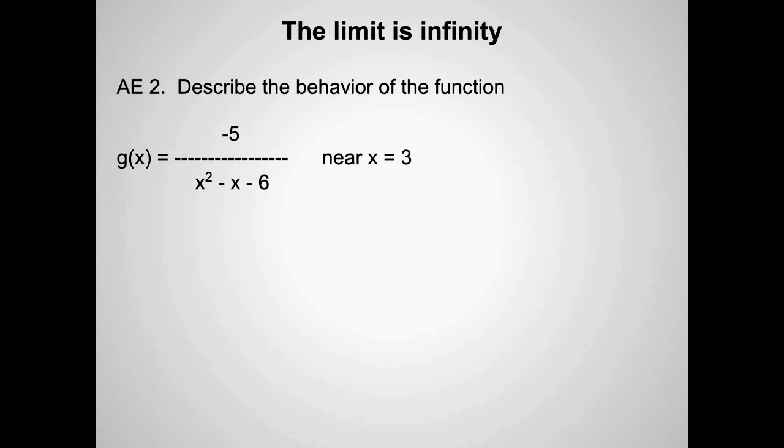Additional example 2 has this function and talks about describing the behavior of the function. Again, notice, we're not going to find the limit. We will use limit notation to describe the behavior of the function, this rational function with -5 as a numerator, x squared minus x minus 6 as a denominator, near x equals 3.